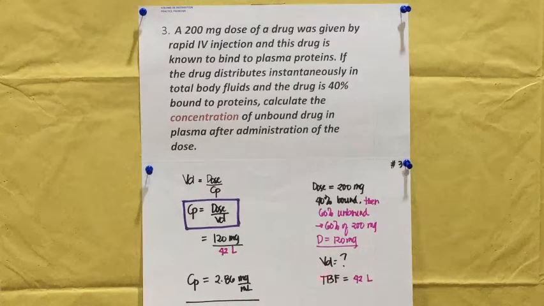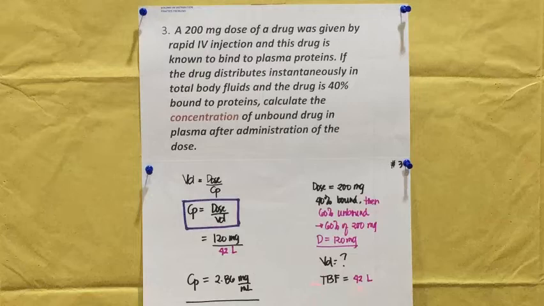How about volume of distribution? So walang ibang binigay ang problem except that merong nakalagay total body fluids. So we have to take this into consideration. If you remember in the notes I gave you, the total body fluids of the body is equivalent to 42 liters. Since sinabi ng problem that the drug distributes instantaneously in total body fluids, we have to take it that the volume of distribution of this drug is equivalent to the total body fluid, which is 42 liters.